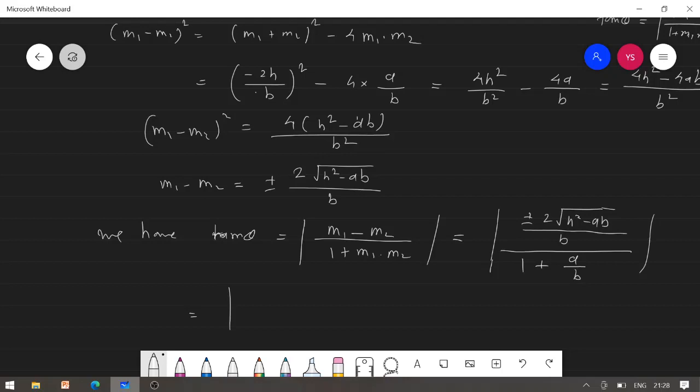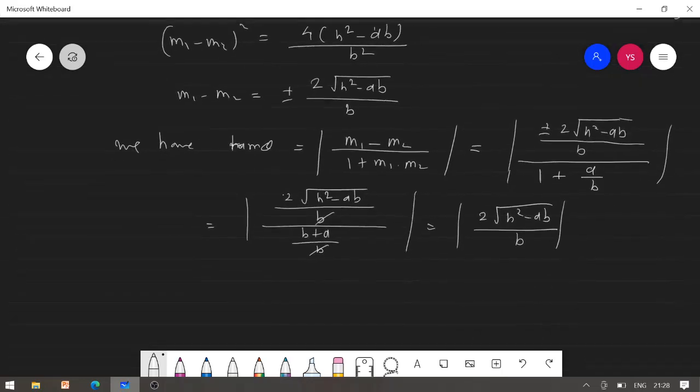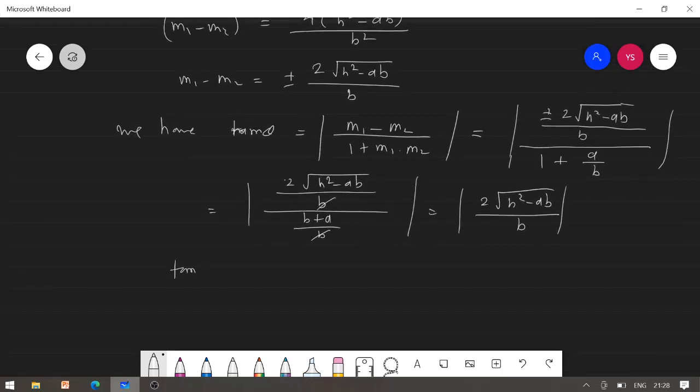Once we have the modulus sign, the plus minus gets cancelled, giving us 2 times root of h square minus ab divided by b, divided by b plus a by b. The b from both denominators gets cancelled. So we have 2 times root of h square minus ab divided by a plus b as tan theta, the acute angle between the lines ax square plus 2hxy plus by square equals to 0. Hence we have our proof.